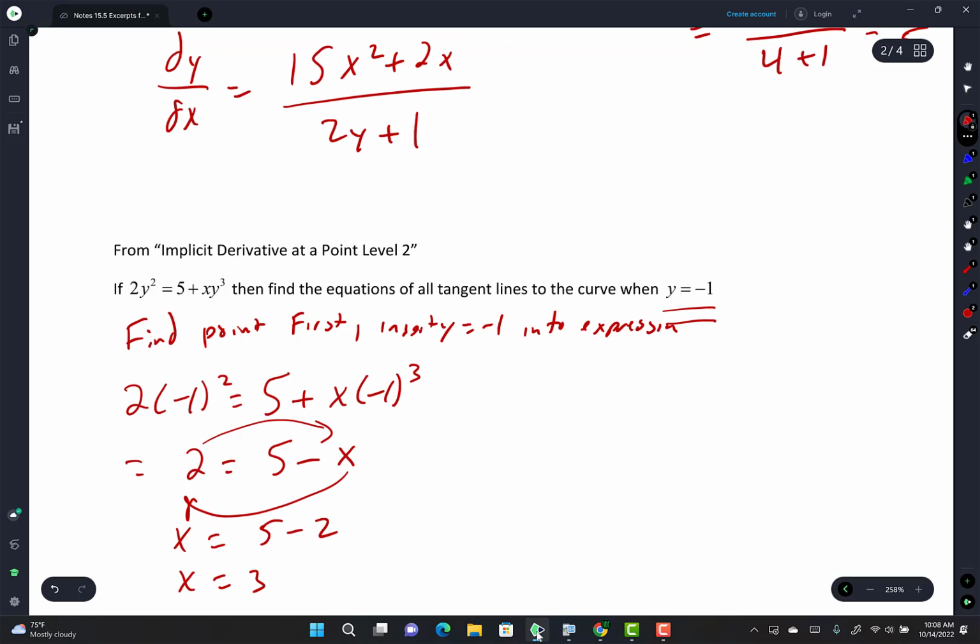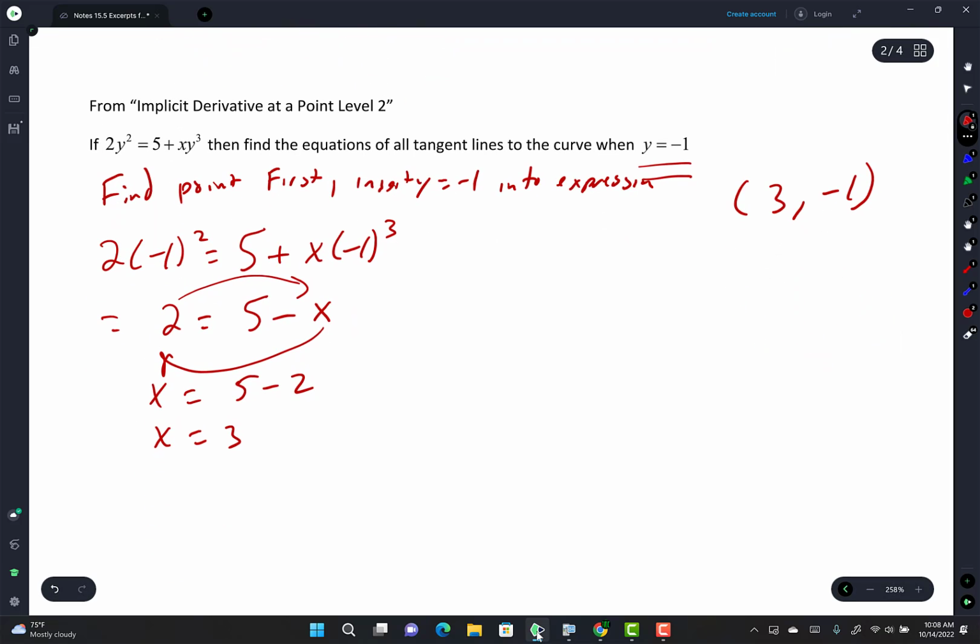Sometimes you have more than one point, so you'll have several tangents. Sometimes you just have one. So here's my point: 3 comma -1. Are we okay? Okay, I haven't done any calculus, guys. Here we go. Now we're going to do calculus.